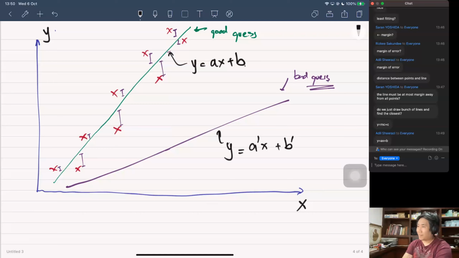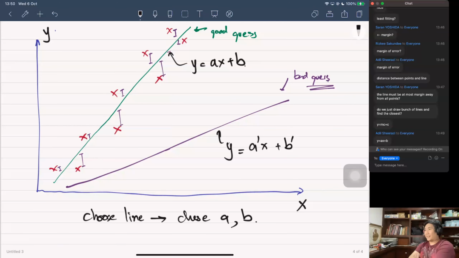Different lines, different A and B. So what we are doing in choosing a line is exactly picking the A and B. This is very important. Choosing the line is exactly the same question as choosing A and B, right? So that's good.